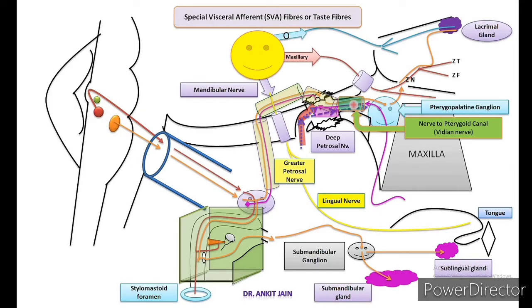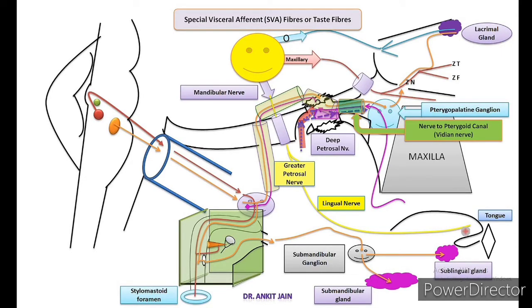This means the nerve to pterygoid canal consists of three fibers. First is preganglionic secretomotor fibers, which give parasympathetic innervation to the lacrimal gland. Second is taste fibers, which bring taste sensation from the soft palate. And last are postganglionic sympathetic fibers, which give sympathetic innervation to the lacrimal gland.